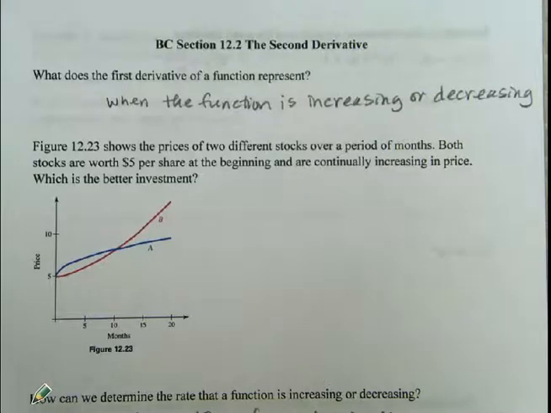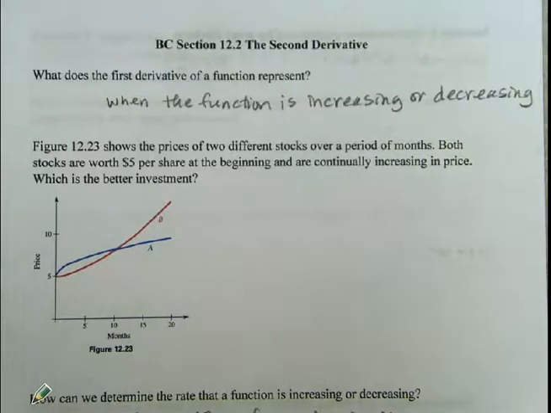Figure 12.23 shows the prices of two different stocks over a period of months. Both stocks are worth $5 per share at the beginning and are continually increasing in price. Which one is the better investment? Notice that the A line there is in blue, the B line is in red. Which do you think would be a better long-term investment?